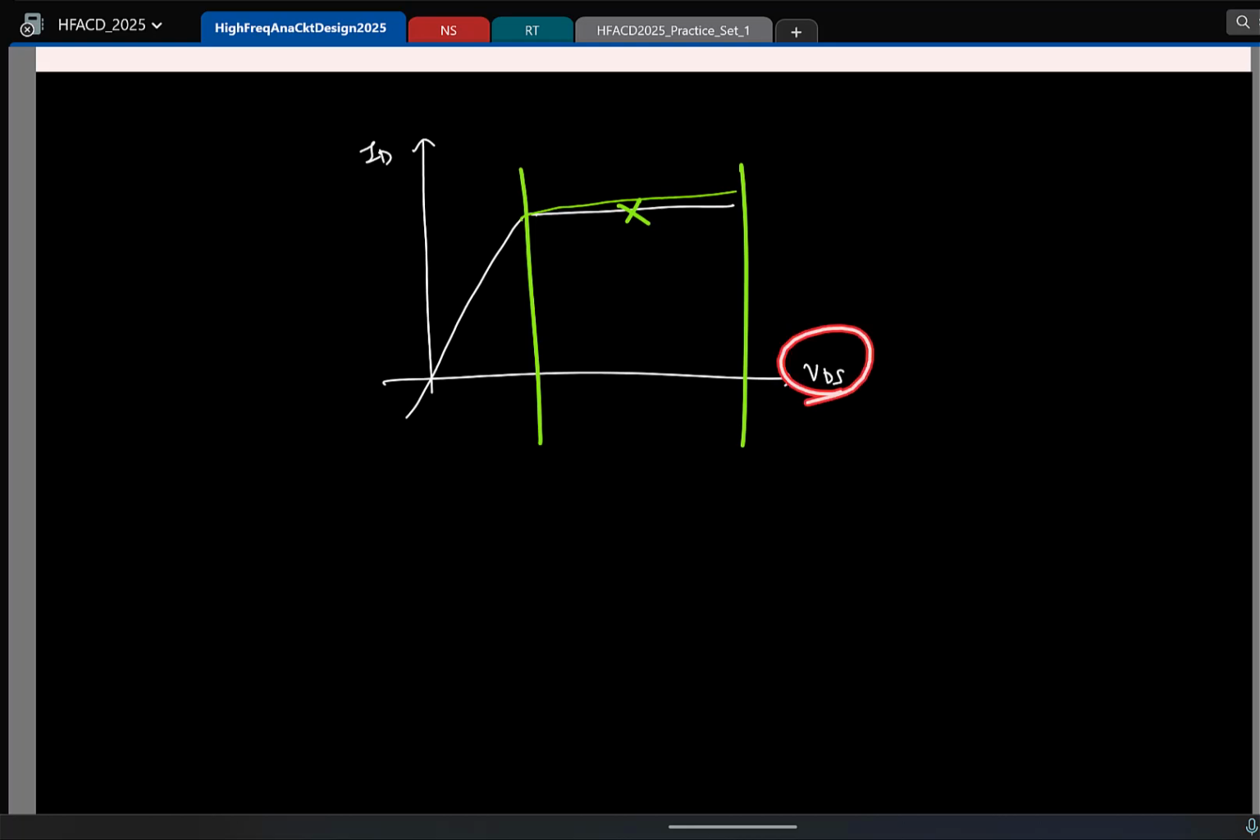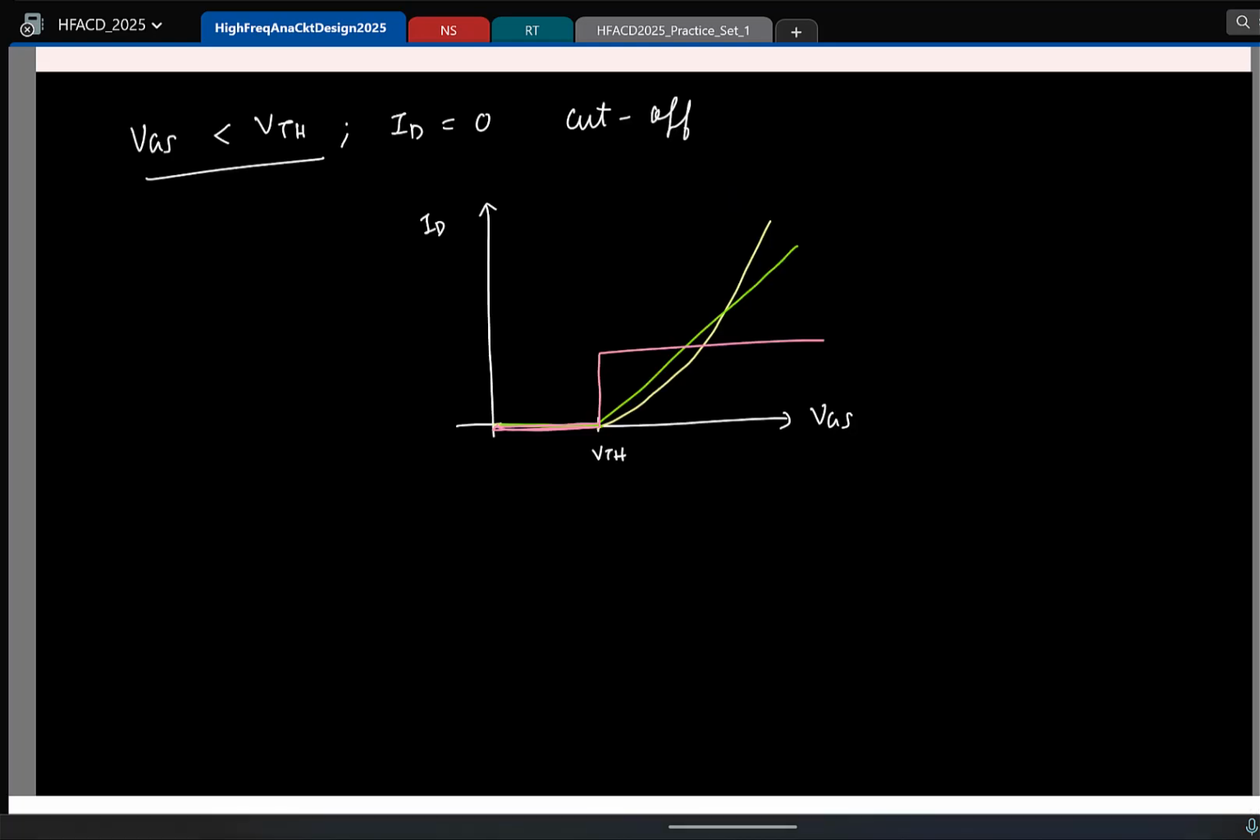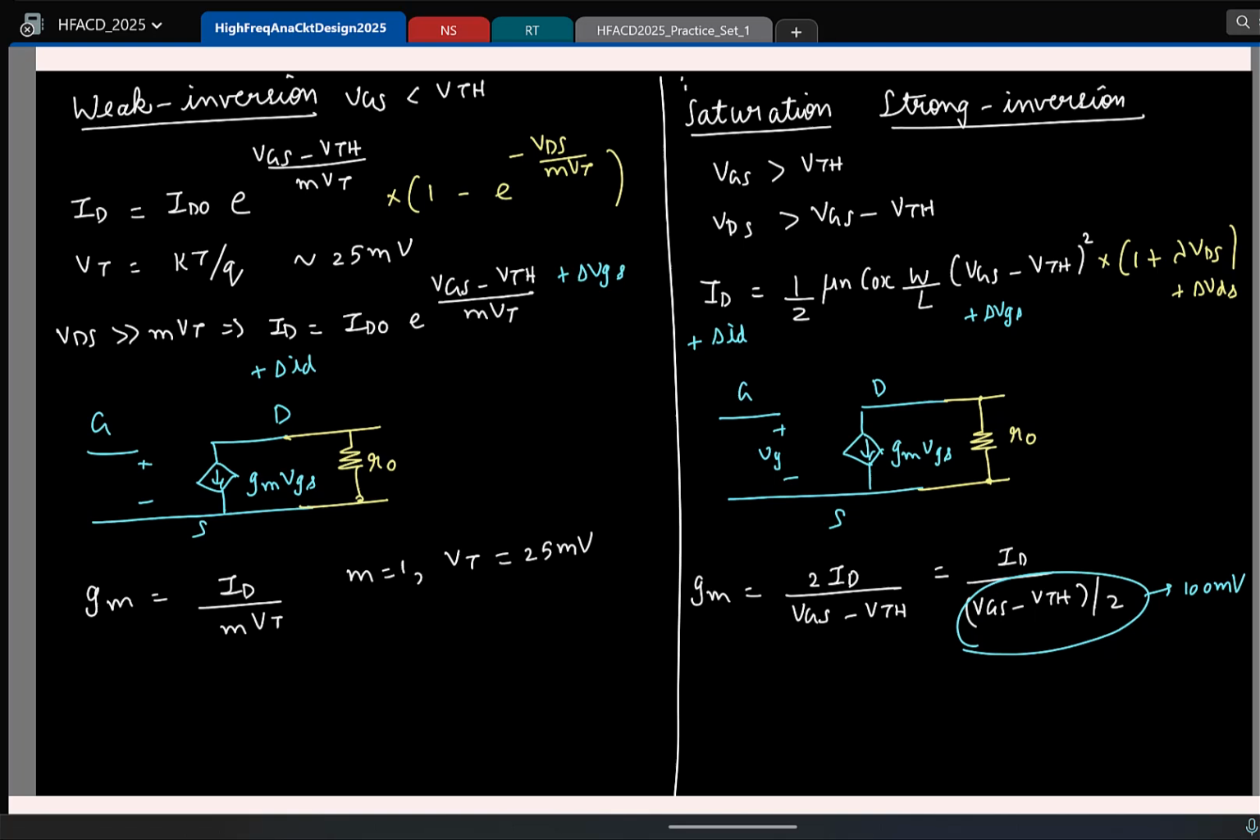Right? And we also saw that for VGS less than the threshold voltage, in practice you still have current flow, and that is exponentially related to VGS. And even here, after a particular value of VDS, the current kind of saturates. So even here you have saturation. So you could bias your transistor in weak inversion in the saturation region to get good gain.